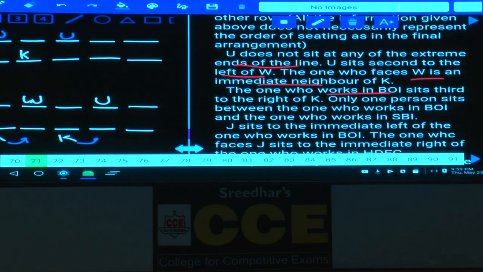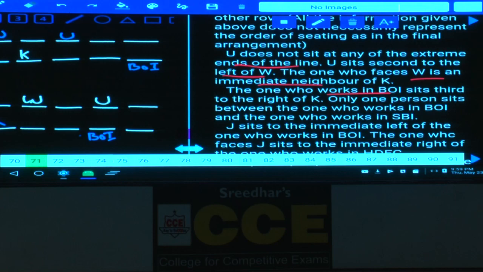sits third to the right of K. As third to the right of K, as K is here, now the one who works in BY must be at this place. And similarly, if K is here, third to the right hand side of this K, BY is not possible, hence K cannot be here. As K cannot be here, hence in the second case, K must be at the left extreme. If K is here, 1, 2, 3, BY is here. Done with this?